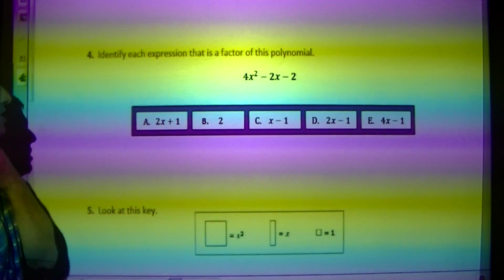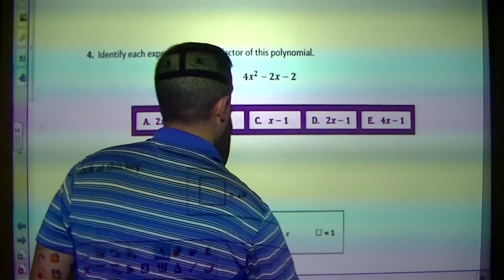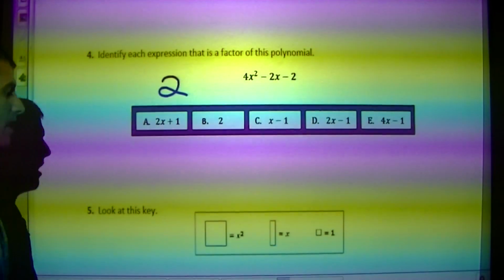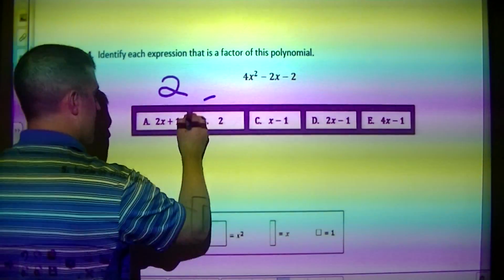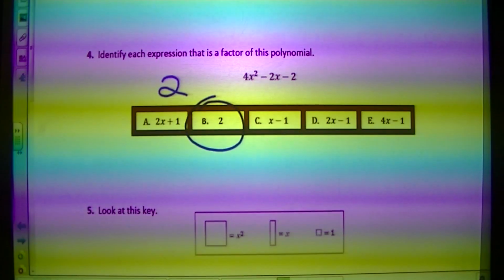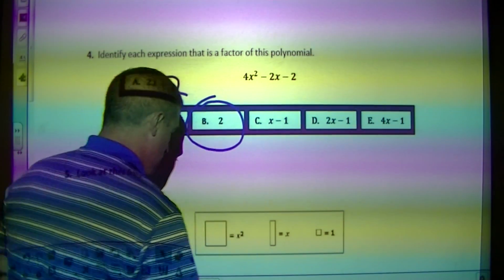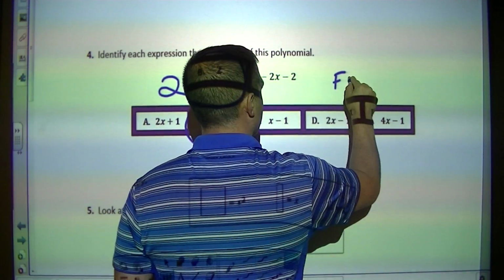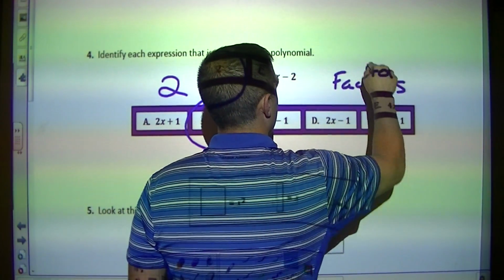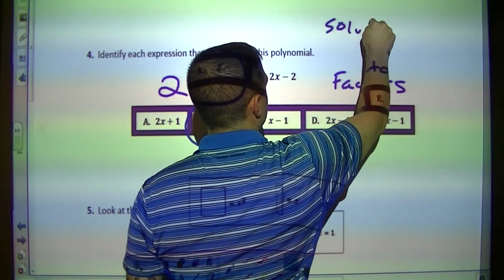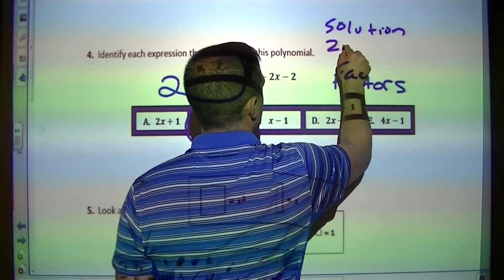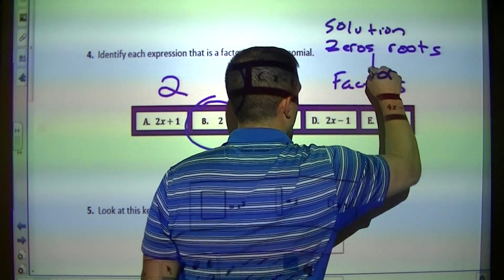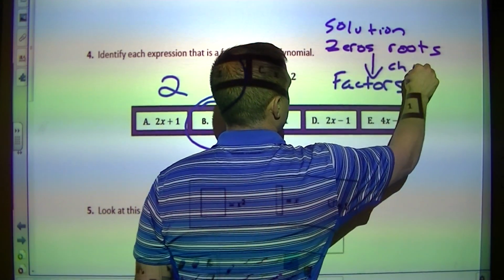All right, which expression is a factor? Okay, now what you have to do is all of those have a 2 in common. So part of your answer is going to be a 2. All right, so now what you should do, remember to go from factors. If we've got solutions, zeros, roots, those can convert into factors by changing sign.